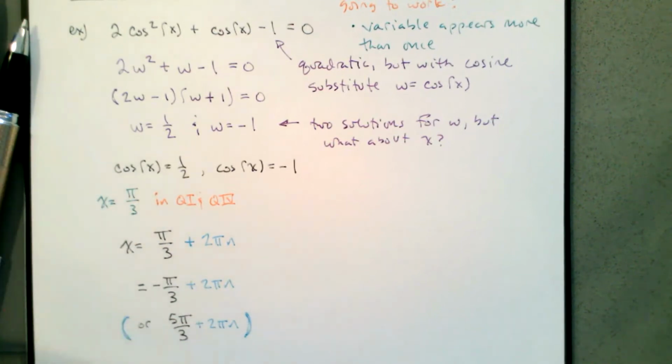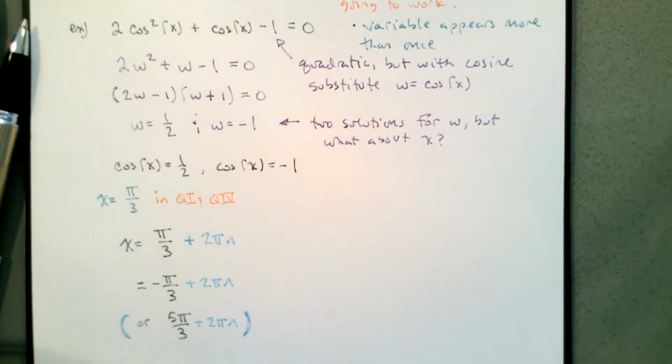The cosine and the 1/2 gave us the reference angle of pi/3. Cosine and positive gave us quadrant 1 and quadrant 4. And then the third step is to add integer multiples of the period.